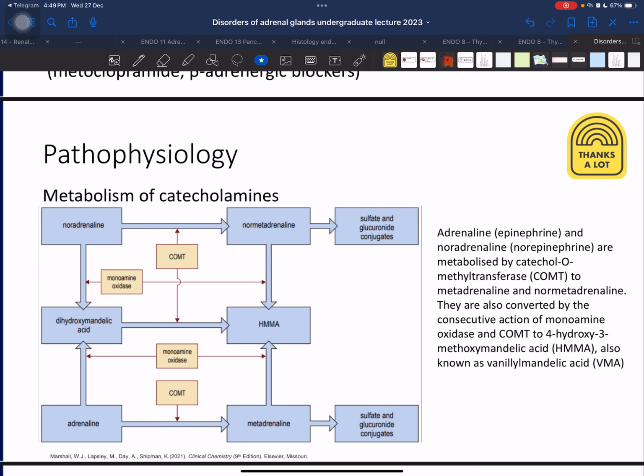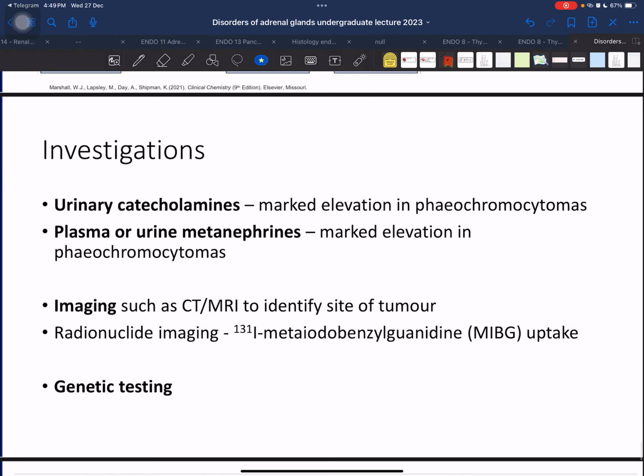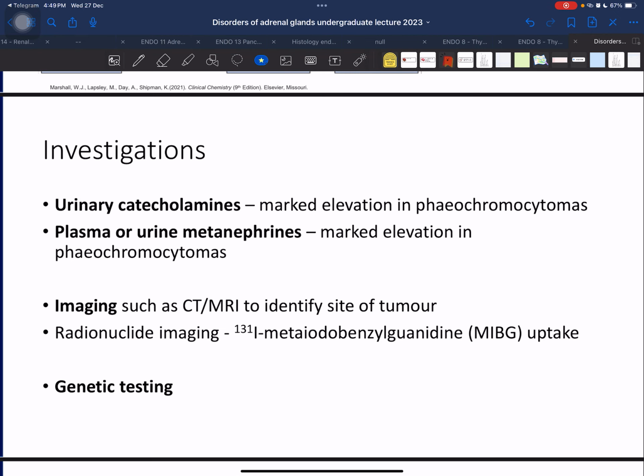So what are the investigations you need to do? Urine catecholamines: when a patient has pheochromocytoma, the urine catecholamines will be very markedly elevated. Plasma or urine metanephrines are done, which also show marked elevation. You can do either one, you do not need to do both, but certain centers only offer catecholamines, certain centers offer metanephrines. Metanephrines are better because they have higher sensitivity and specificity. Then imaging, CT, MRI, or radionuclide imaging to identify the location of the tumor, and genetic testing.